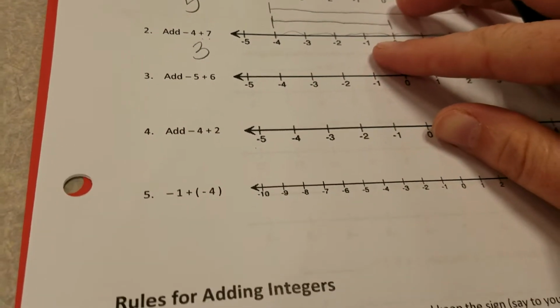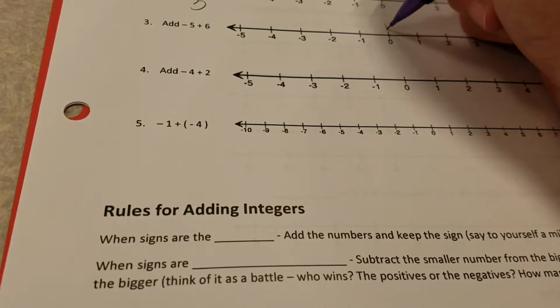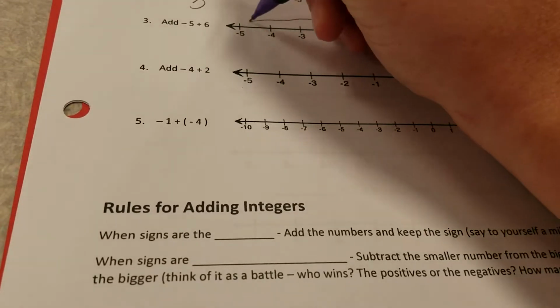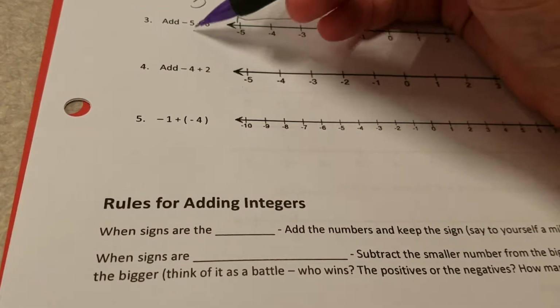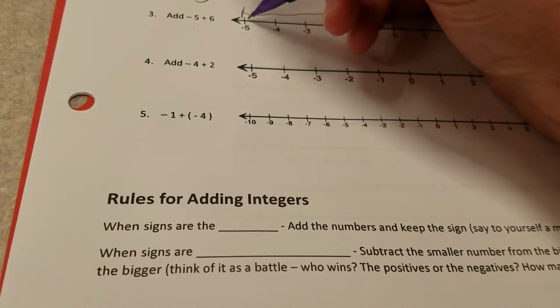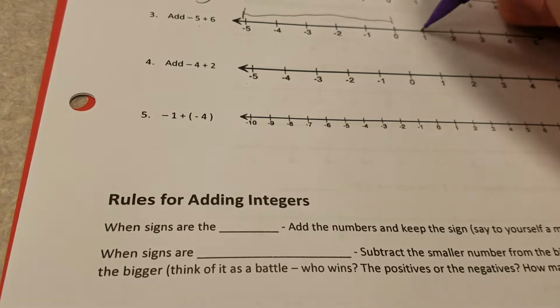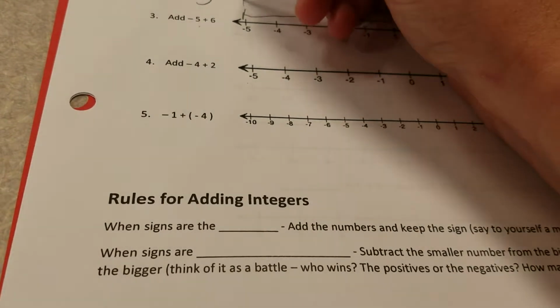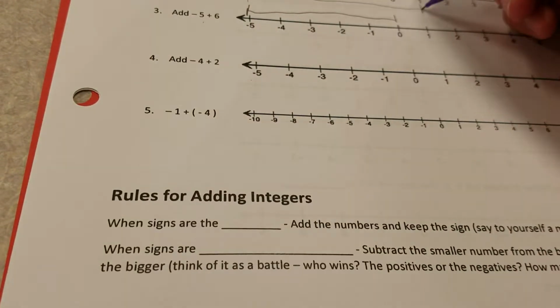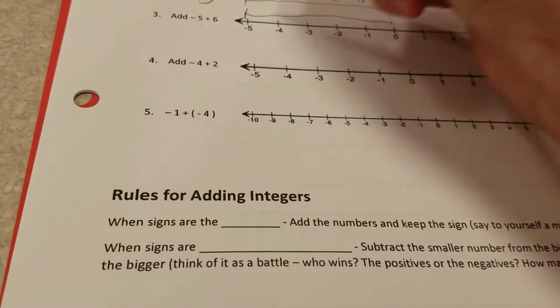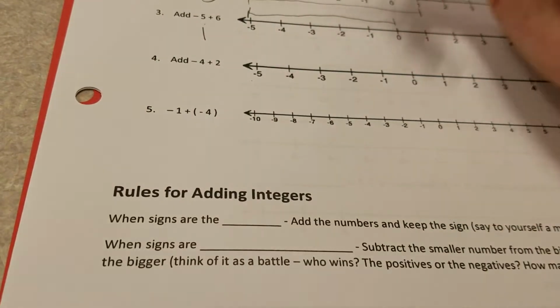And the next one I'm going to add negative 5 plus 6. Start at 0, travel left over to negative 5. Adding the 6 will make me move 6 to the right. 1, 2, 3, 4, 5, 6. I know I'm going to end at 1. So draw in my other line on the number line. Negative 5 plus 6 is 1.